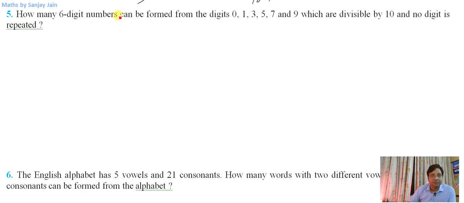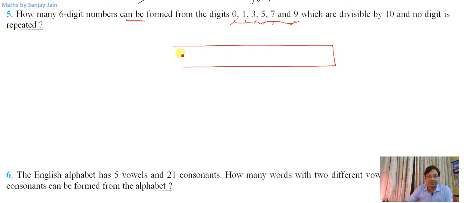Okay, how many 6-digit numbers can be formed using these digits? How many are these? 1, 2, 3, 4, 5, 6. So we have got 6 digits including 0, and I need to form 6-digit numbers which are divisible by 10 and no digit is repeated. So if these numbers are divisible by 10, then one thing is sure, that at this units place I'll have 0. So this digit is fixed. Okay, so I just have to worry about these 5 remaining digits.